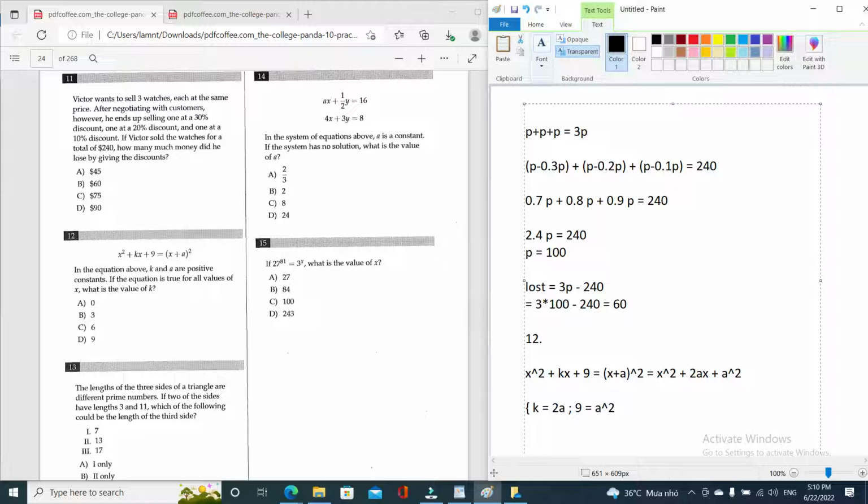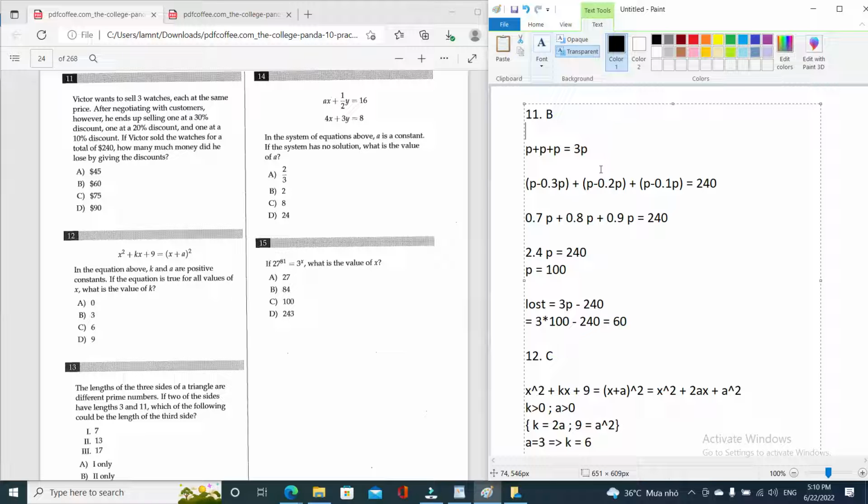We also have a note here that k is bigger than 0 and a is bigger than 0, because k and a are positive constants. So we can easily solve for a, which is 3, and therefore k is equal to 6. So 12 is C. 11 is B, 12 is C.